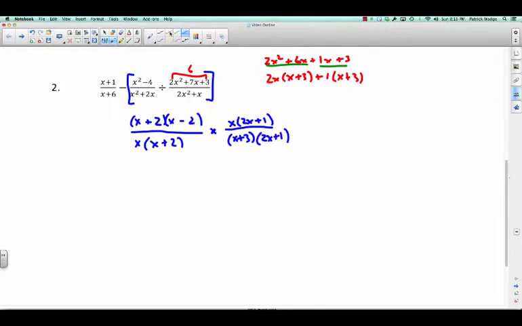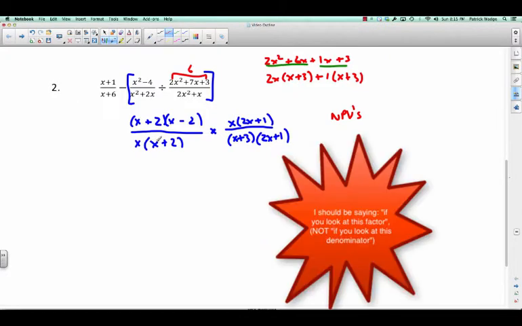Okay, here's where you could get into trouble when you do the NPVs now. If we look at this denominator, what could x not be here? X could not be 0. If we look at this denominator, what could x not be? It couldn't be negative 2. If we look at this denominator here, it couldn't be negative 3.